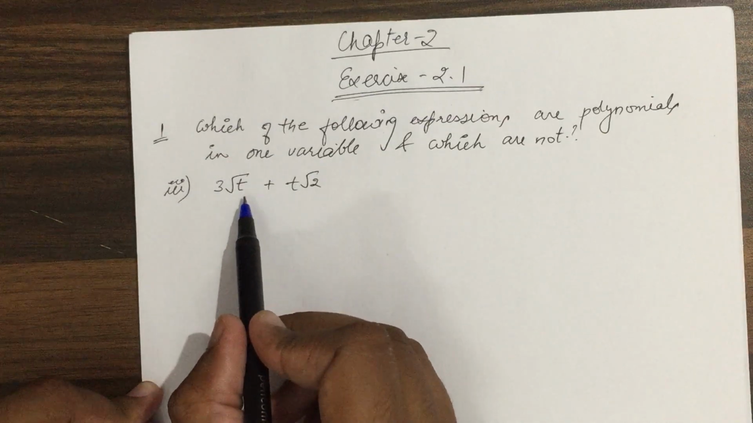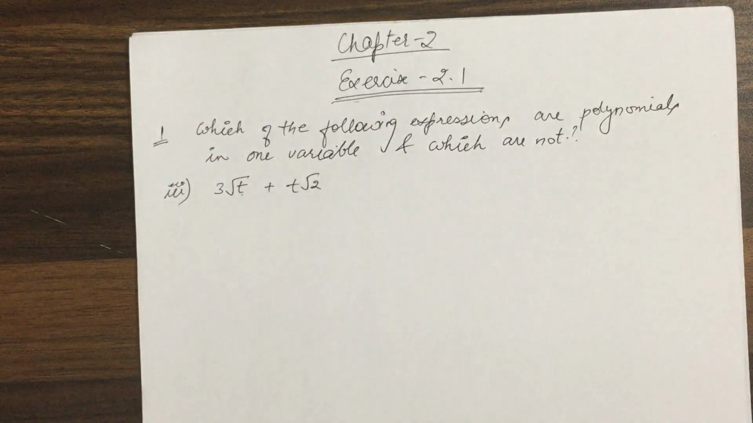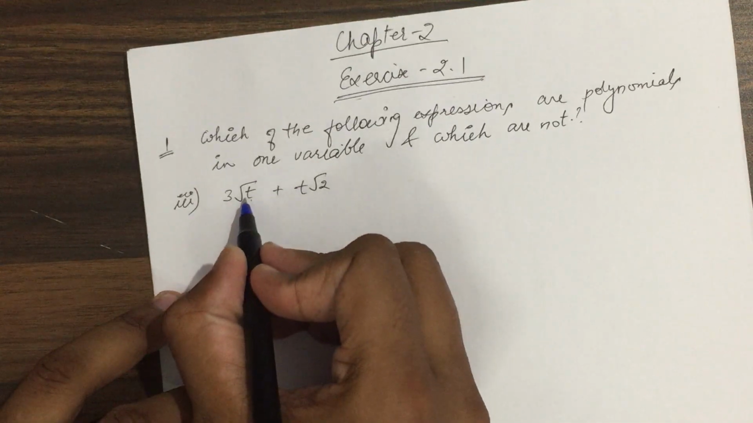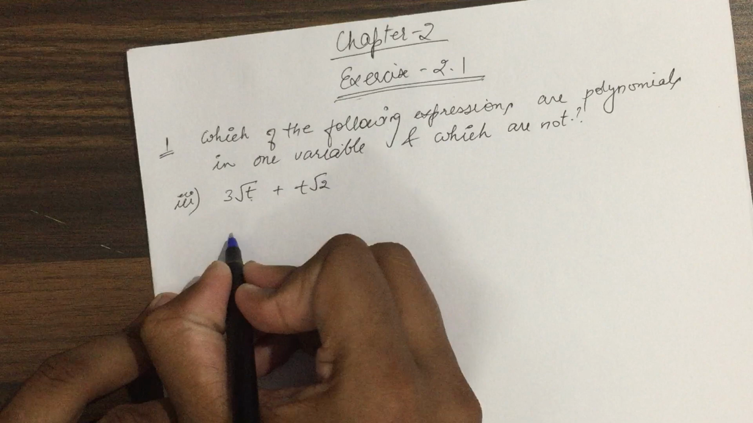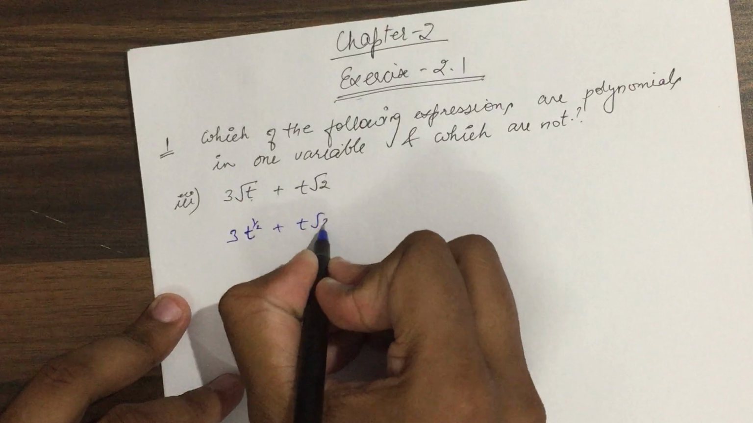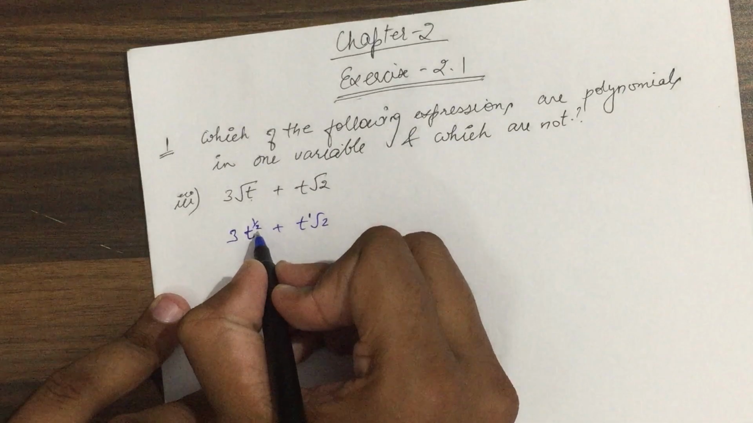Okay, now what you can think, here it is t, here it is t, so it is a polynomial in one variable. No, first of all you should check whether it is a polynomial or not. How do we check whether it is a polynomial or not? As I told you already, the power of variable should be a whole number. Now look at this, here it is root t, so it can be written as 3 t to the power half. Root means power half, plus t root 2. Here the power is 1, but here the power is half, so this half is not a whole number.